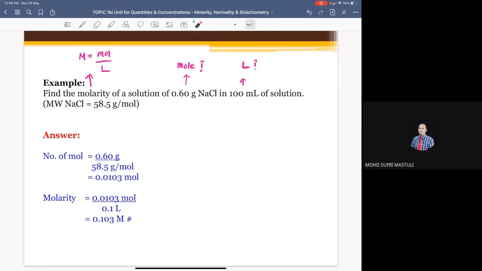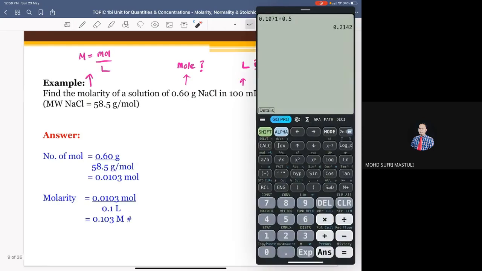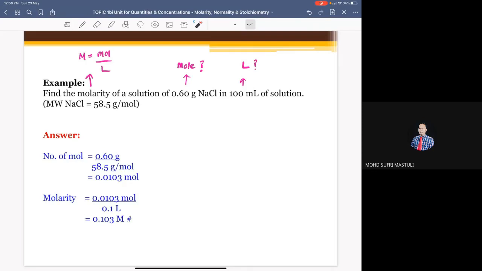So the number of moles of sodium chloride of 0.6 gram is 0.6 gram divided by molecular mass. So molecular mass is already given, and then you can calculate 0.6 divided by 58.5, and then you obtain 0.0103 mole. So molarity is a mole per liter.